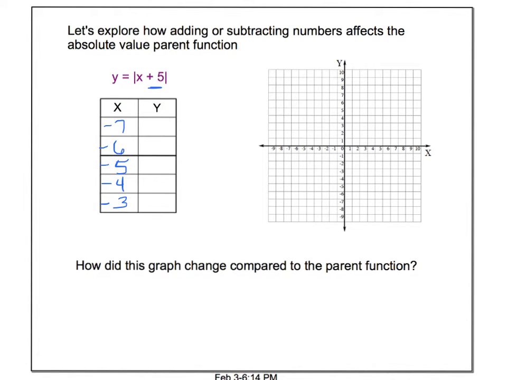Substituting these numbers inside the absolute value for x, we get -7 plus 5, which is a -2. And the absolute value of a -2 is a +2. -6 plus 5 is a -1. That means the absolute value of -1 is a +1. -5 would get you a 0. -4 would get you a 1. And -3 would get you a 2. Plot these on your coordinate plane.